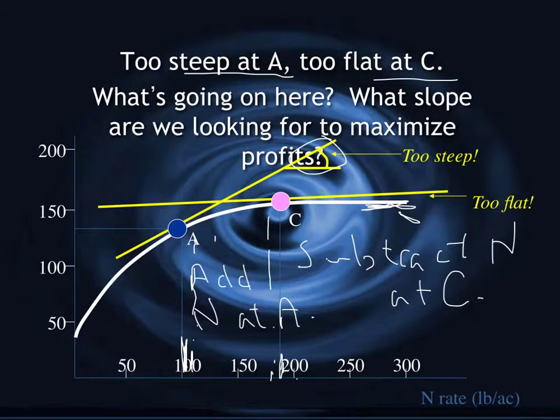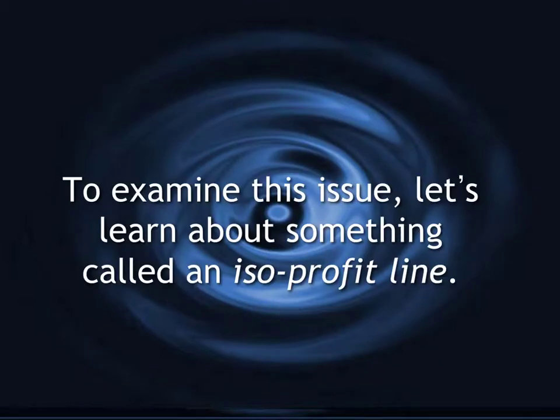So in other words, at this lower nitrogen rate of 100, the curve is too steep to stop putting on more. And at this nitrogen rate of about 190, the curve is flat enough that it doesn't hurt you very much to lower nitrogen. Actually, it helps you in the sense that you don't have to pay for the nitrogen and you don't lose much yield. To think about this question of what's the optimal N, let's learn about something first called an isoprofit line.